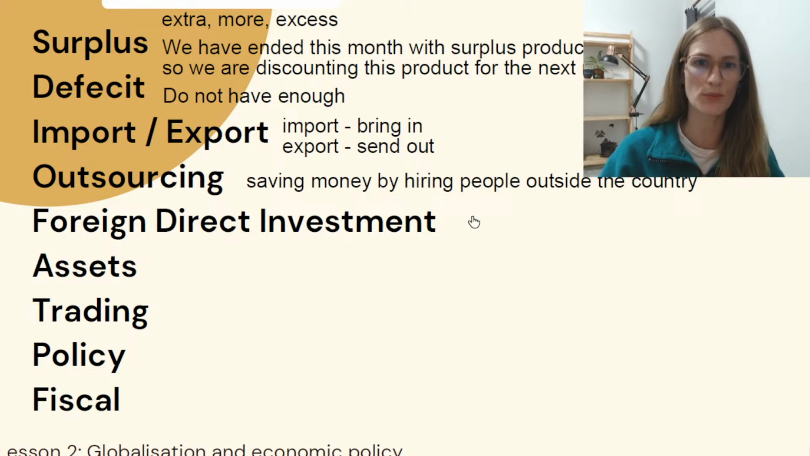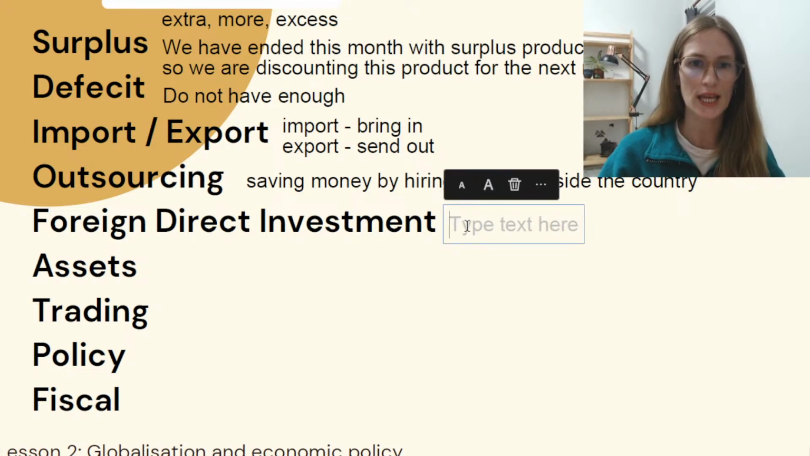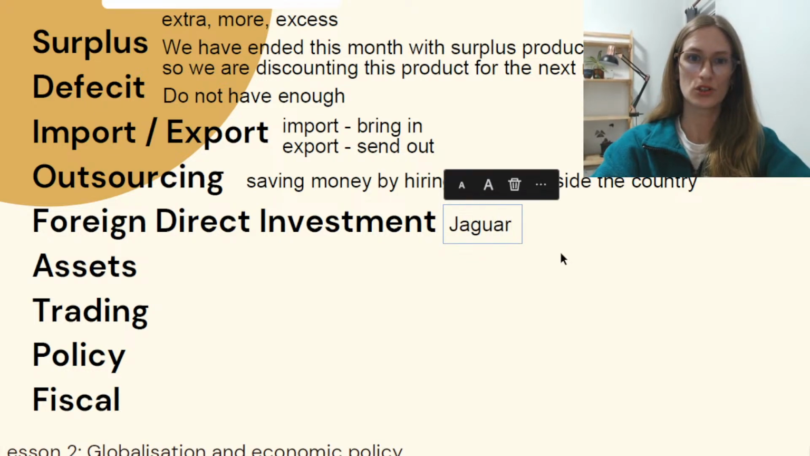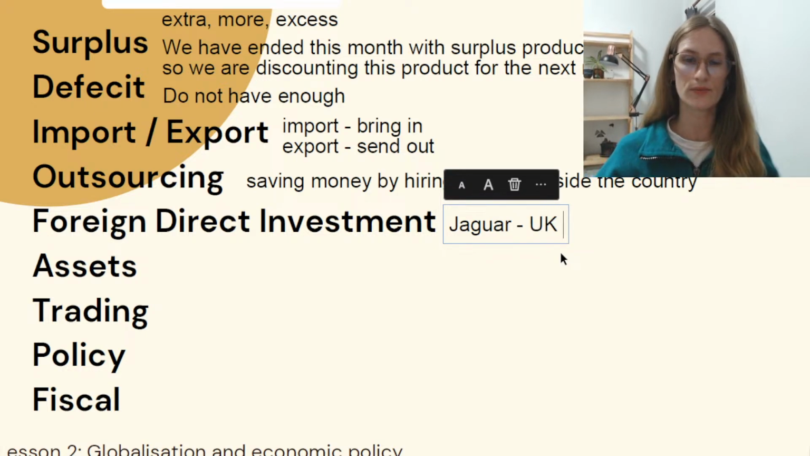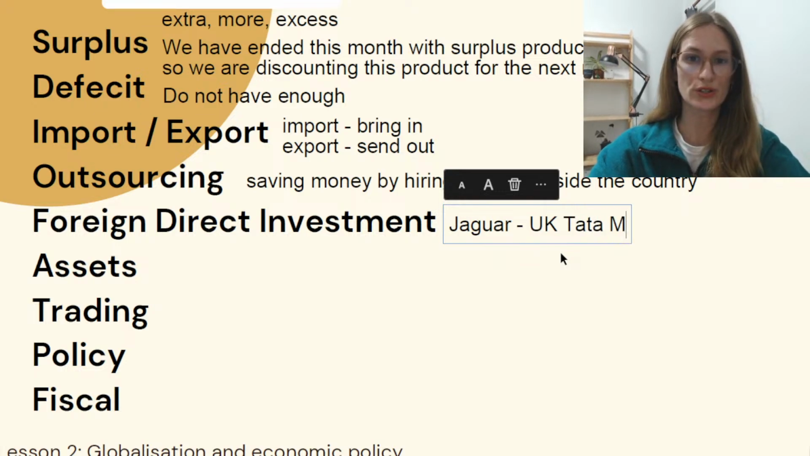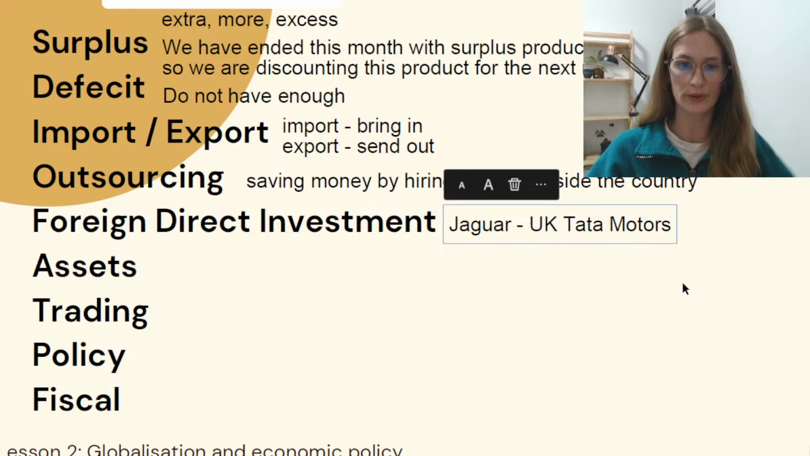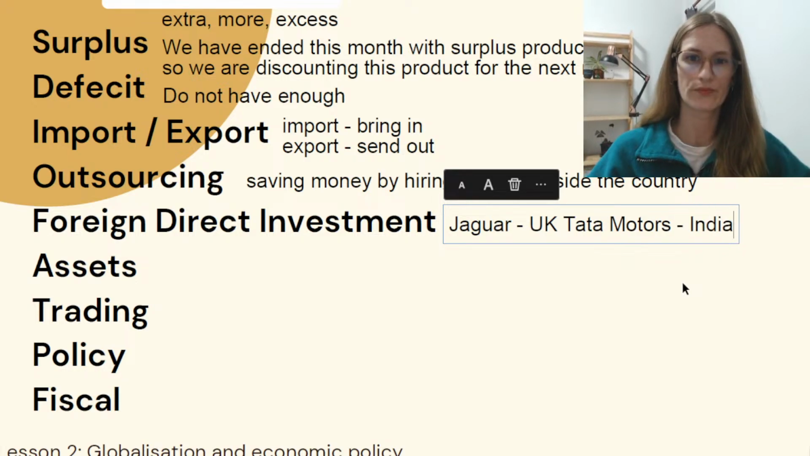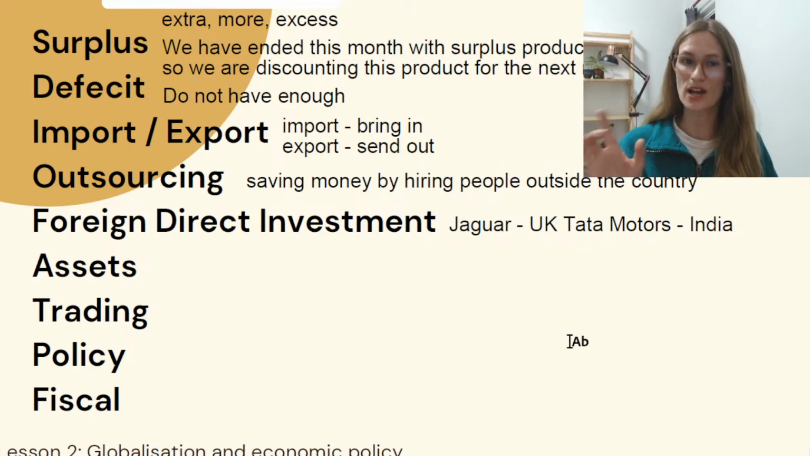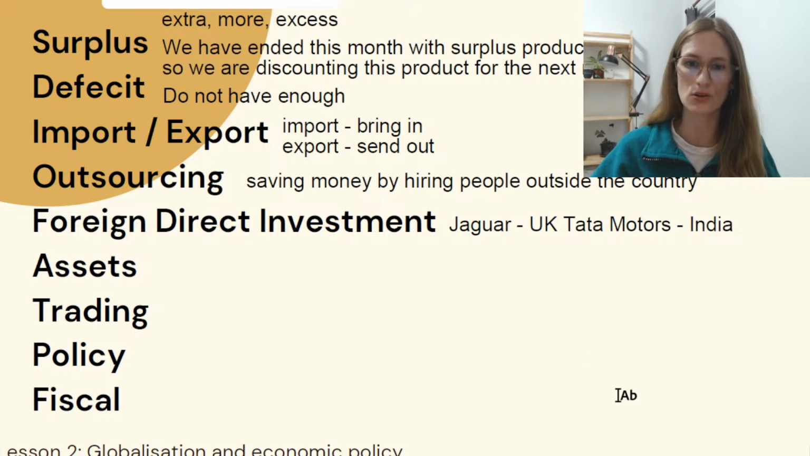So a good example of this that I can give you is Jaguar. It used to be a UK car company, but it was purchased by Tata Motors, which is an Indian car company. But I believe Jaguar still operates in the UK. It's just not owned by the UK anymore.